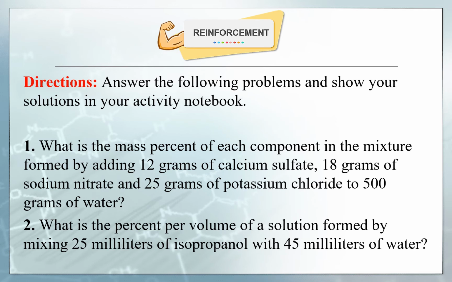Directions. Answer the following problems and show your solutions in your activity notebook. Number 1. What is the mass percent of each component in the mixture formed by adding 12 grams of calcium sulfate, 18 grams of sodium nitrate, and 25 grams of potassium chloride to 500 grams of water? Number 2. What is the percent by volume of a solution formed by mixing 25 milliliters of isopropanol with 45 milliliters of water?